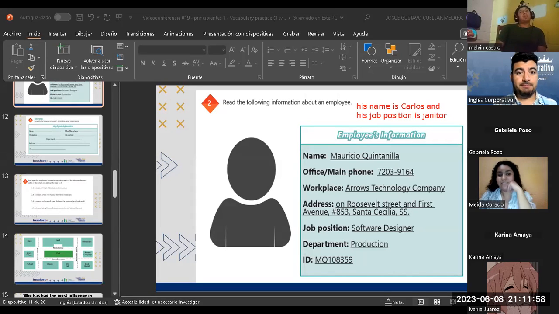Her name is Jackie. Her office main phone is 72-25-87-43. Wow, very nice, Meida. Thank you. Christy and Xiomara. Her name is Beatriz Maravilla and her job position is teacher. Sí, position, ajá, pero captamos.